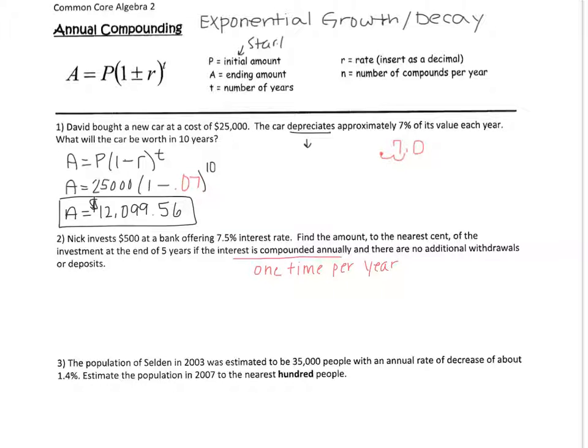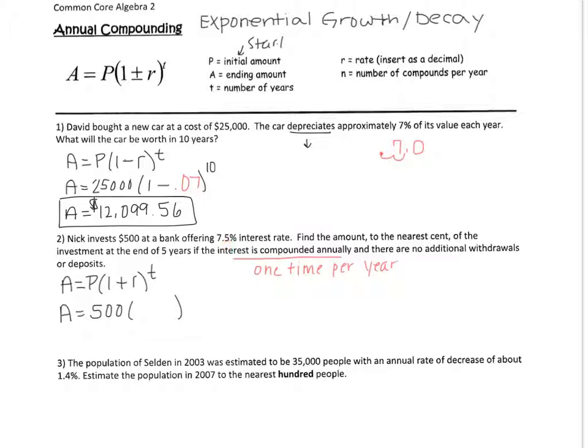Okay? So let's write down the formula. A equals P. Now this time we're going to use the plus sign. 1 plus R to the T. Interest in a bank account is a good thing. You're gaining money. That's why we're going to choose the plus sign. So if A is the ending amount, that's what we want to find out. P is the initial amount, or how much we start with. We're starting with $500.